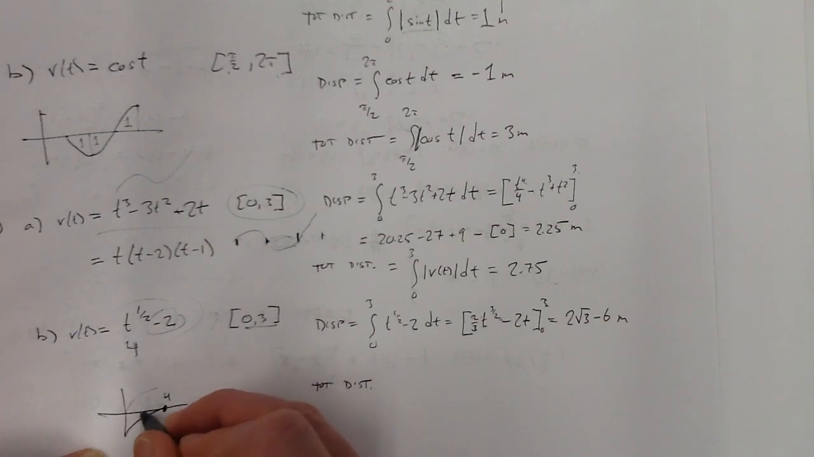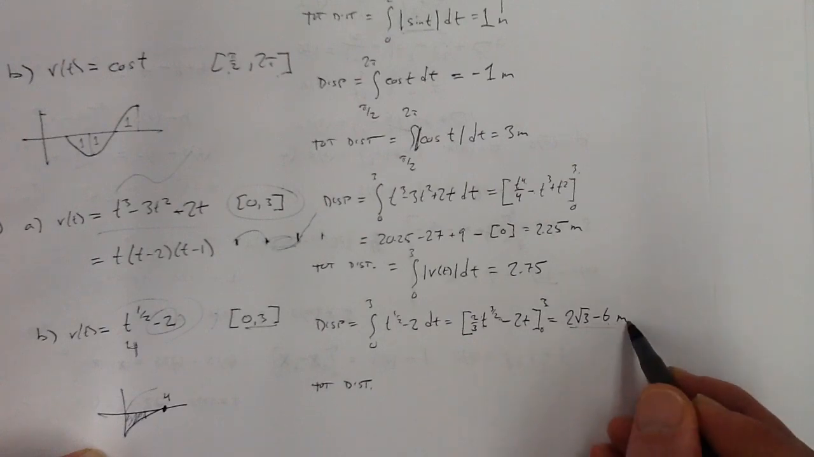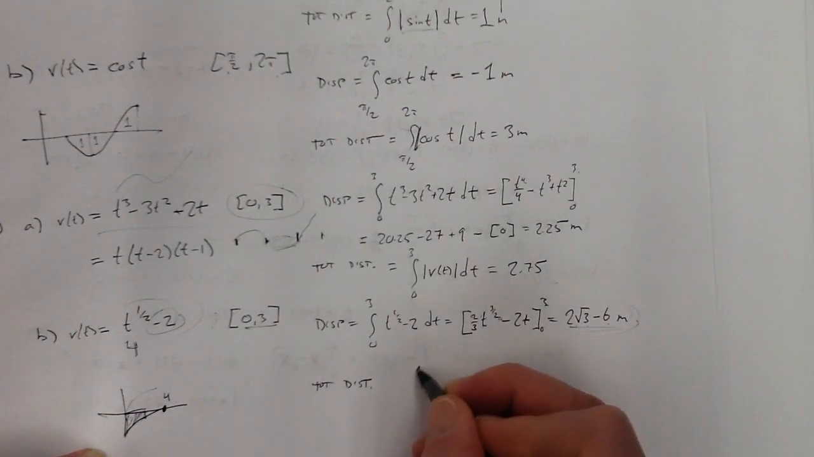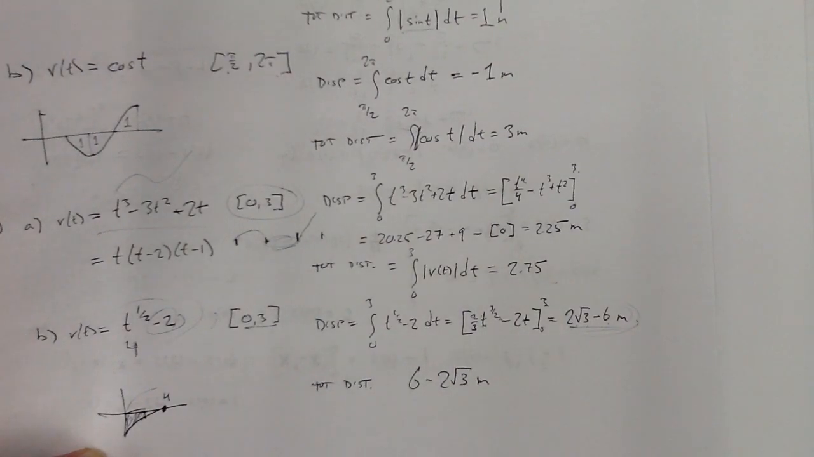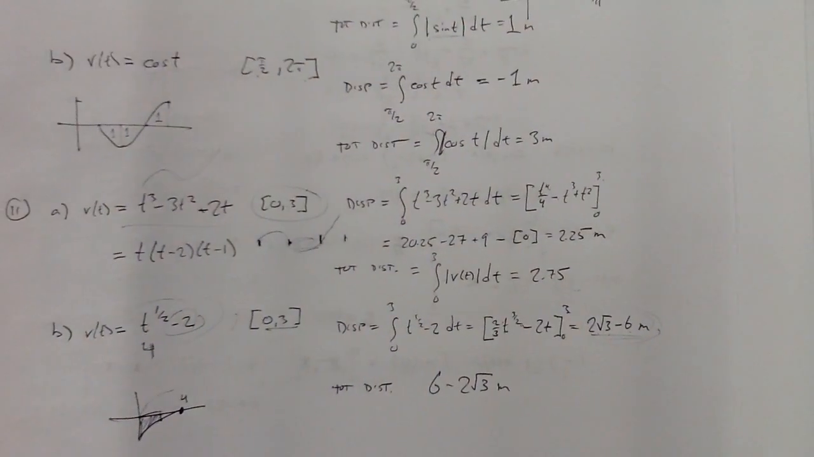So this, 2 times the square root of 3 minus 6, this is a negative number. So the total distance, since it's all underneath and it never crosses, it's the same number, but opposite sign. So it's going to be 6 minus 2 square roots of 3. Alrighty.